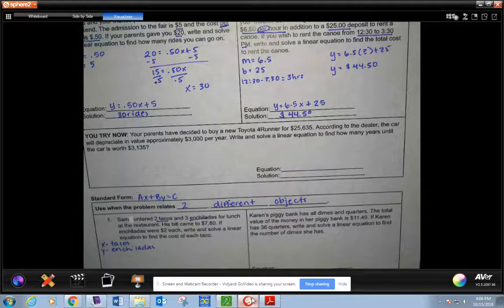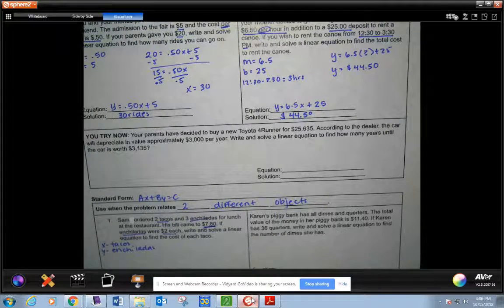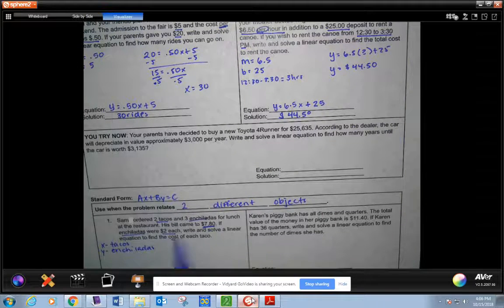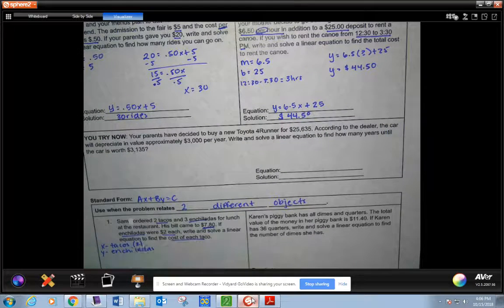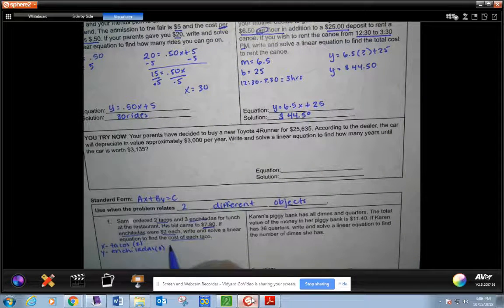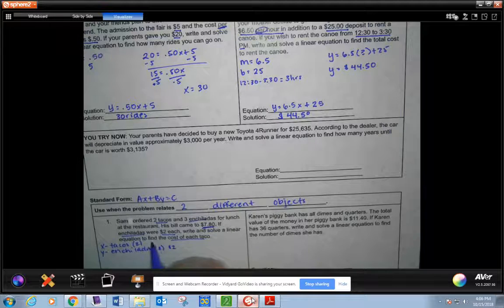His bill came out to $7.80. So that's my total cost. If enchiladas are $2 each, write and solve an equation to find the cost of each taco. So I know that I have 2 tacos and 3 enchiladas. I know the cost of an enchilada is $2, but I don't know the cost of a taco.